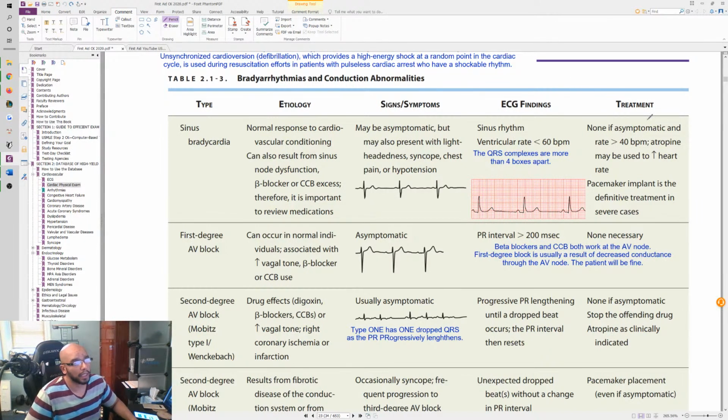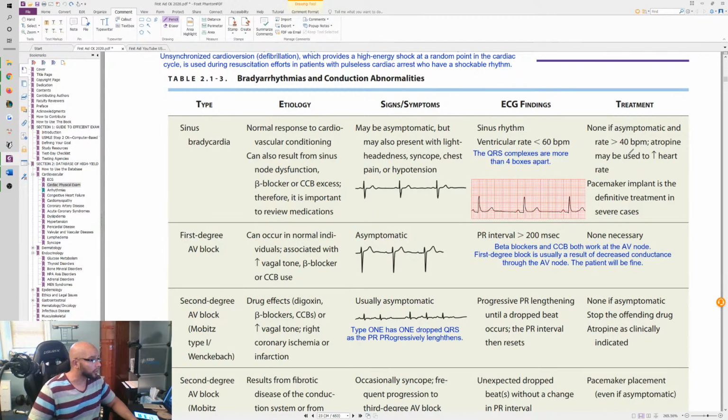So this is one of the case scenarios where no real treatment is often necessary, right? They wrote right here, treatment: none if asymptomatic and the heart rate is more than 40, right? You can give atropine to increase heart rate if necessary. Pacemaker implant is the definitive treatment in severe cases where the heart rate might be less than 40, at which point the patient has a risk of dying, and of course they'll have extreme trouble being able to do anything like extreme activities of any sort.